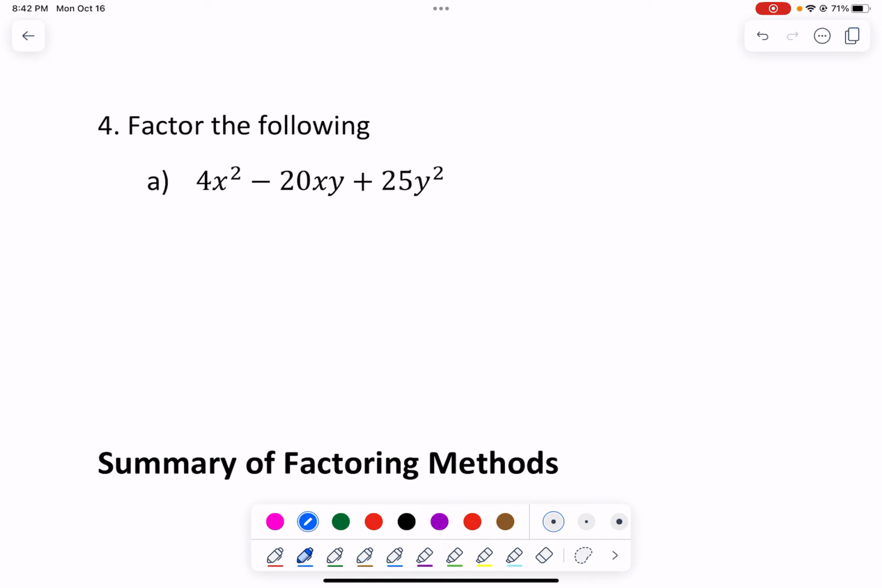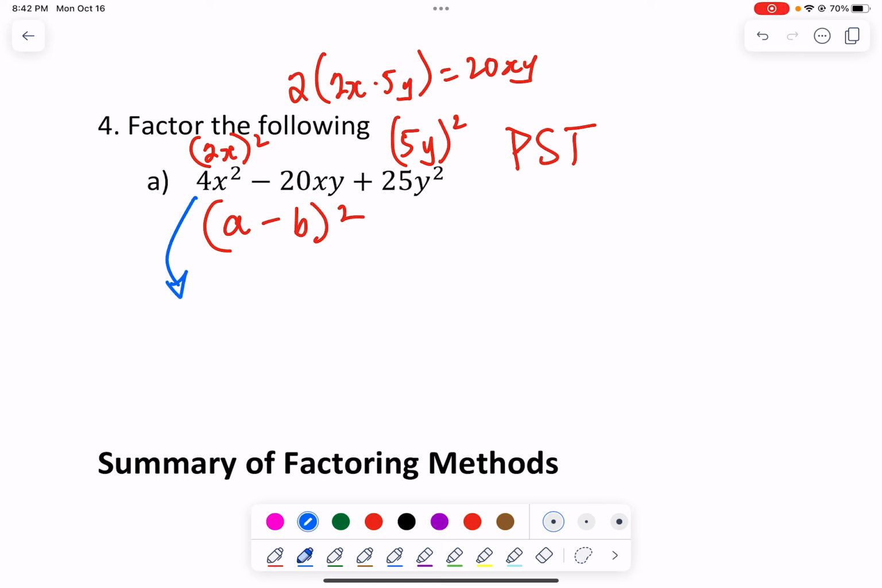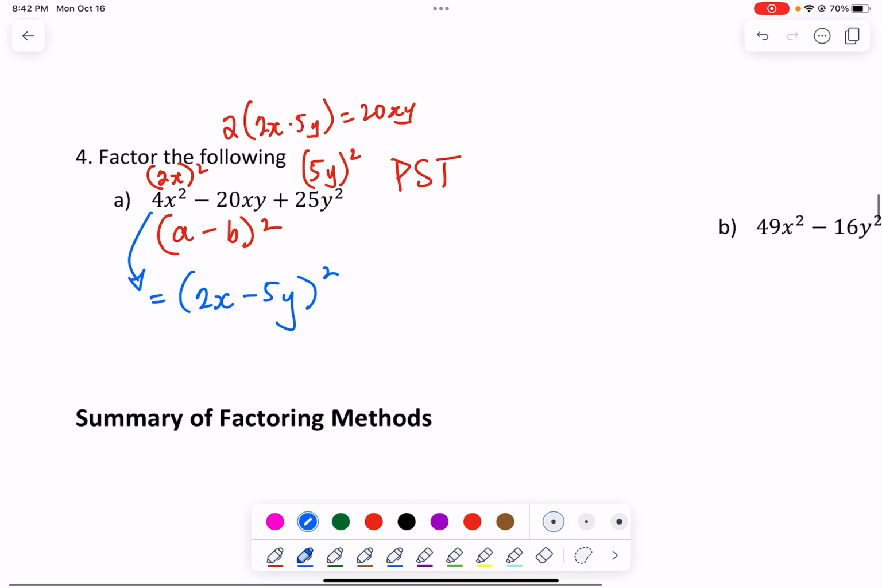Factor the following. This is a perfect square trinomial, PST, because this would be 2x squared, that would be 5y squared, and this would be 2 times 2x times 5y, 20xy. So my answer is going to be an a minus b all squared. So when I factor this, my a was 2x, my b was 5y, so 2x minus 5y squared.